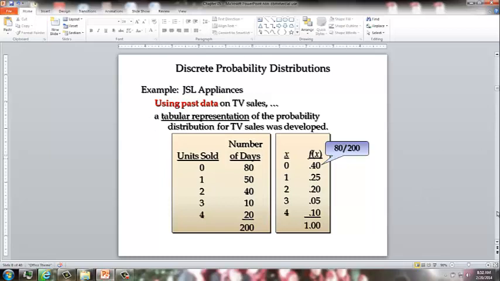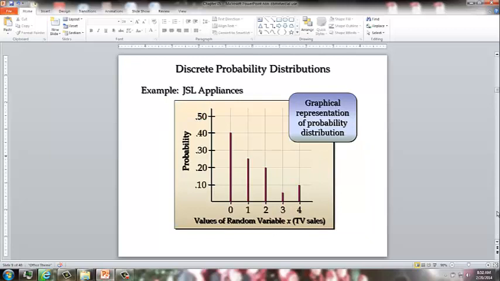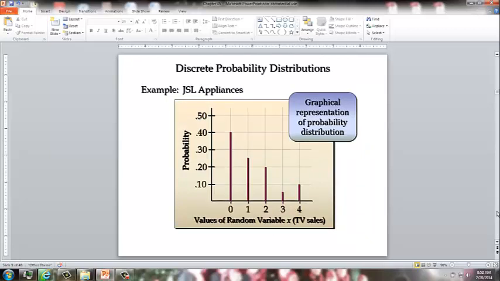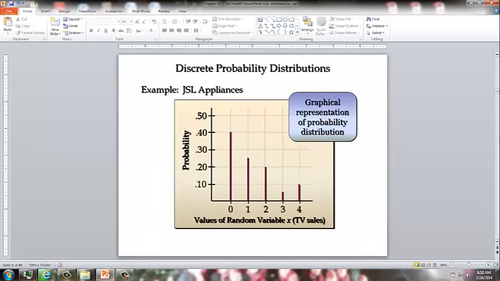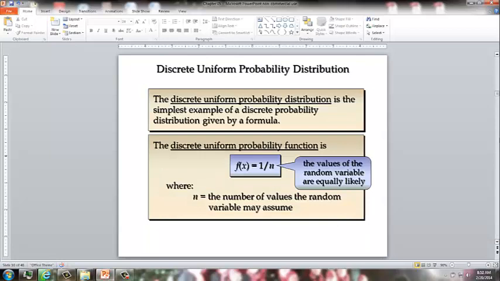We will now move into more general probability functions. But first, take note of these concepts, which we discussed in Chapter 3. Let's first start with the so-called discrete uniform probability distribution. And this is the simplest example. What this just means is that each outcome is equally likely.